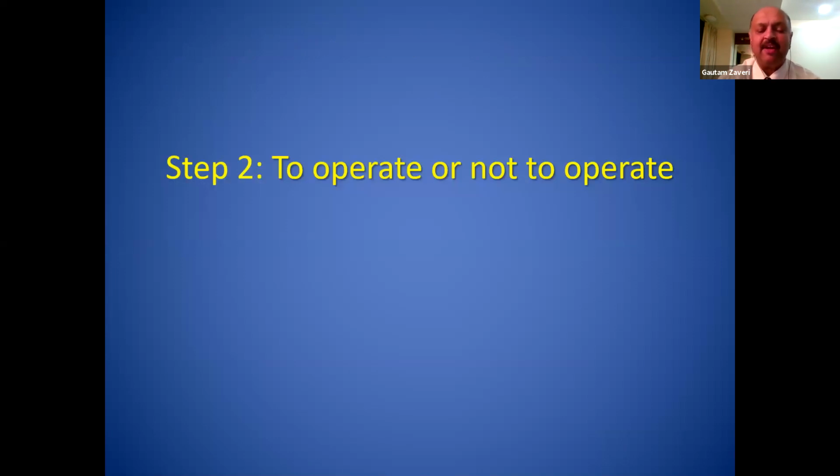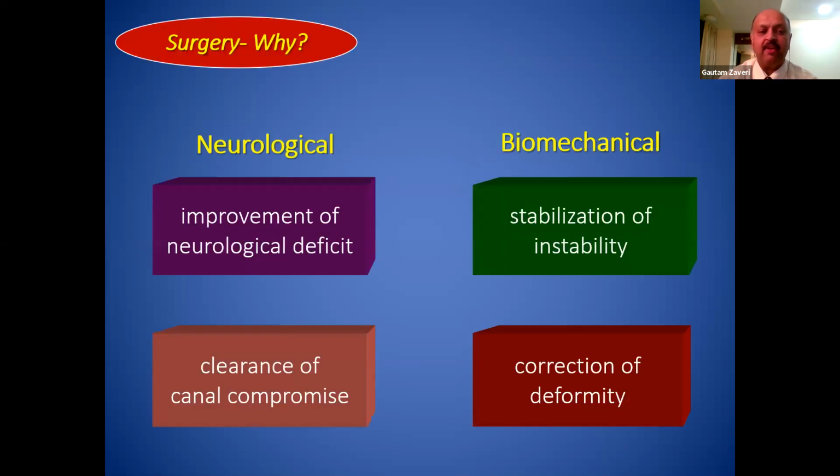The second step in the decision-making arcade is to decide whether to operate or to treat this patient non-operatively. And what are the factors to consider? There are 4 basic factors that we consider: improvement of neurologic deficit in patients who have deficits, and in patients who have compromise of the canal because of bony retropulsion, should we clear the canal? And biomechanically, there are two indications for surgery: stabilization of an instability and correction of spinal deformity. So let us examine each of these indications.